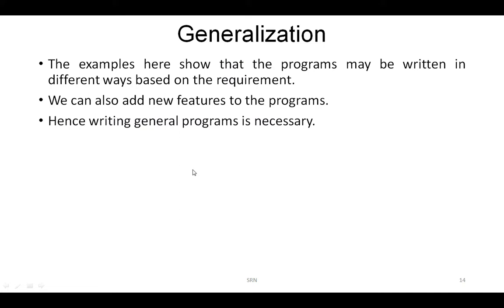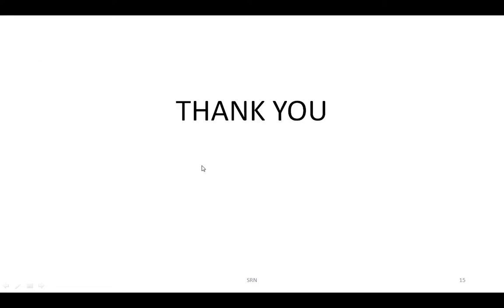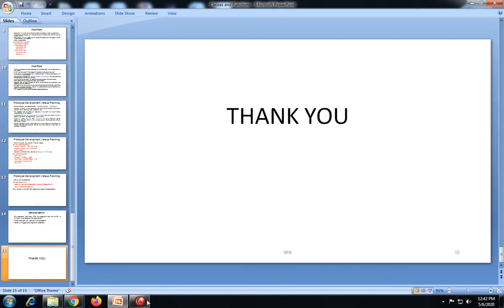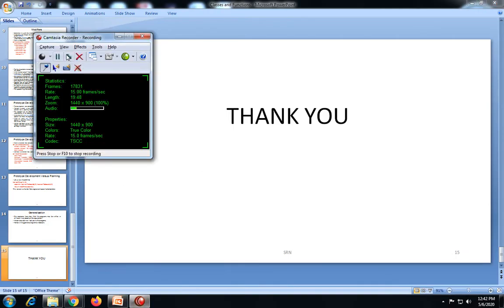So in general, the examples here show that the programs may be written in different ways based on the requirement. We can also add new features to the programs as and when they are required. So hence writing general programs is very necessary. There are different ways of writing, as I said. So keep practicing all these programs and think what are the different ways in which we can write the programs, and keep practicing. Thank you.